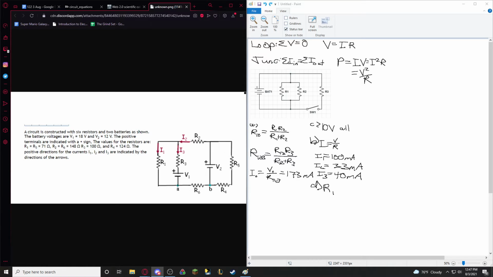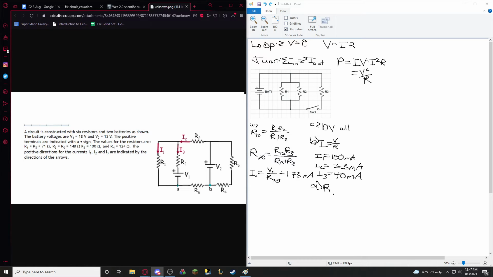So a circuit is constructed with 6 resistors and 2 batteries as shown and has no actual usable purpose in real life. The battery voltages are V1, V2. The positive terminals are indicated with a plus sign. Okay. The values for the resistors. Why does it give these stupid values? Why can't it just give like 50 and 100, ones and twos, something very small? Yeah. All right.